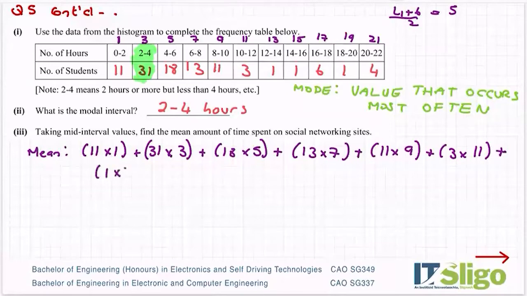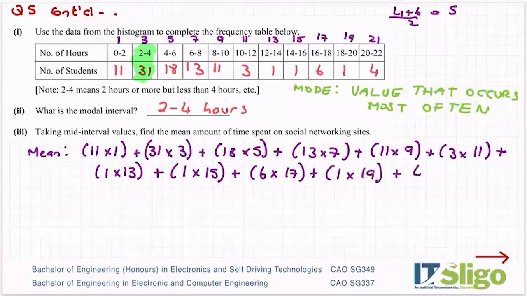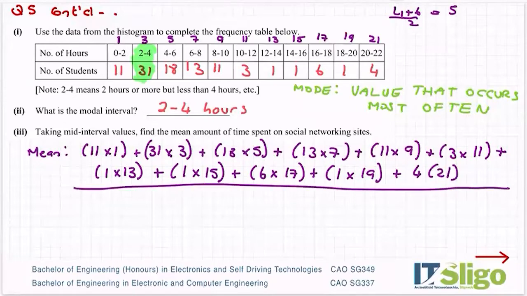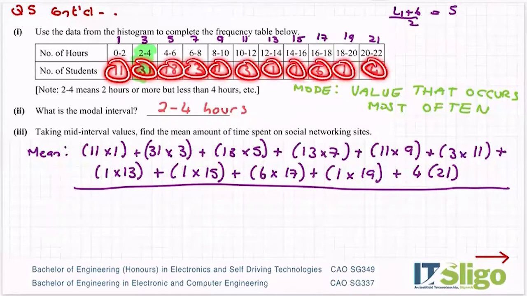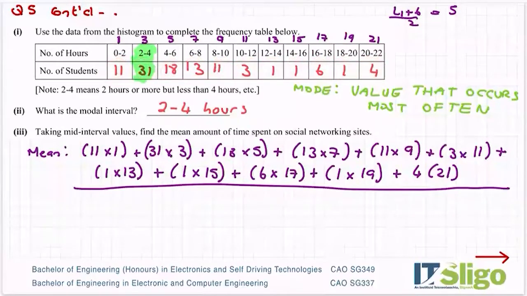We have 1 student watching for 13 hours, 1 student watching for approximately 15 hours, 6 students watching for approximately 17 hours, 1 student for 19, and 4 students for 21. Okay, here's the mistake, a really easy one to make. Remember, you divide by the number of numbers. You do not divide by 1, 2, 3, 4, 5, 6, 7, 8, 9, 10, 11. You do not divide by 11.